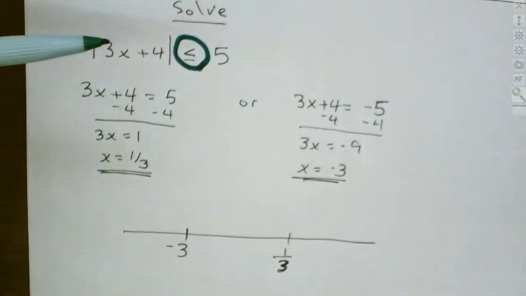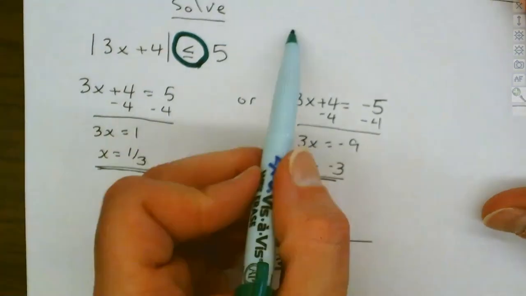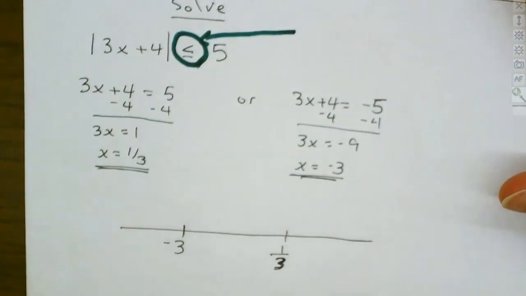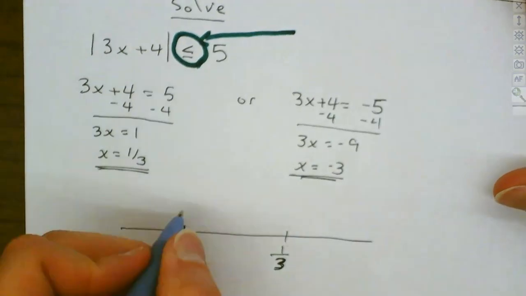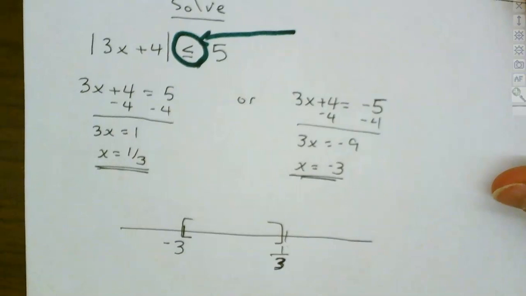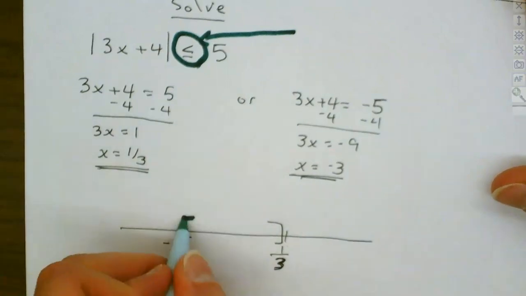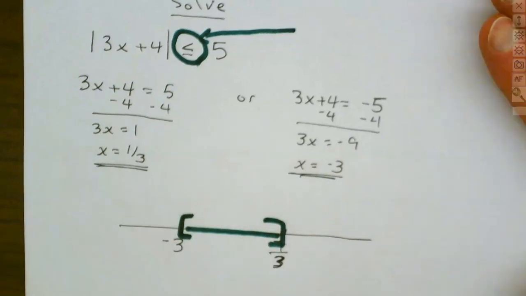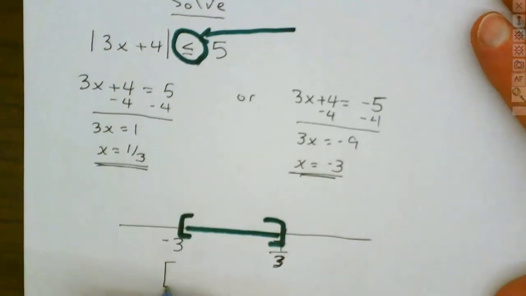Now, what do we know about this? Which way does this one point? It points to the left. So that tells me I'm going to shade in the middle. Shade kind of to the left. So what would this look like? Well, we're going to have to use square brackets. And where's my answer going to lie? In between here, and here it is. And in interval notation, that is square bracket negative 3 to 1/3.